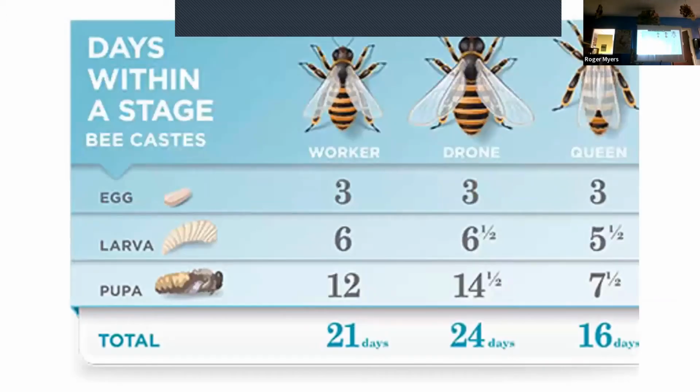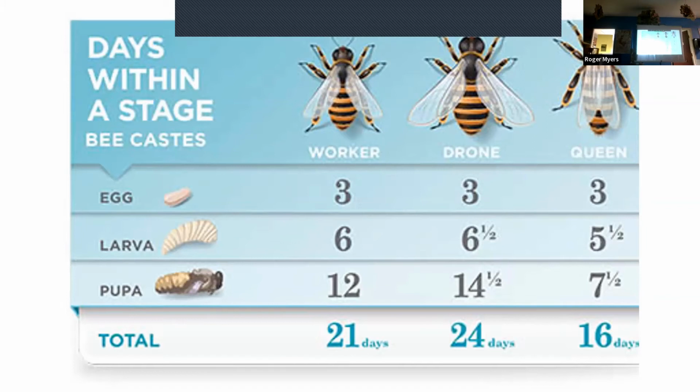So the development of these different types of bees takes different time. What you'll notice is all the eggs are the same. They're in the egg stage all the same amount of time. Larval stage is pretty similar, plus or minus a day, basically. The big difference is in the pupal stage.